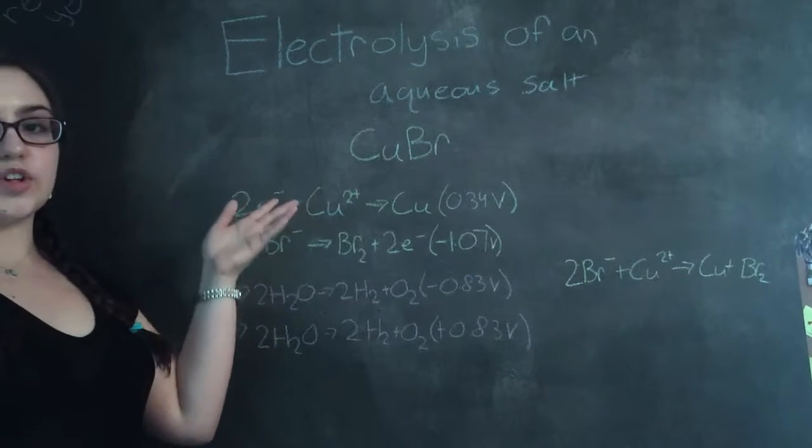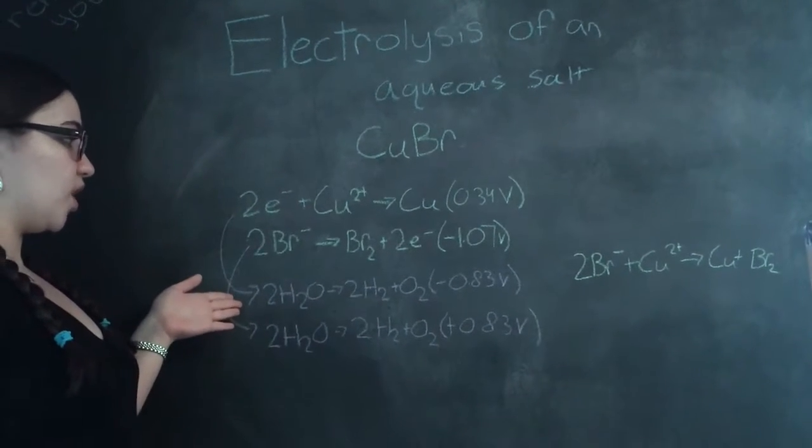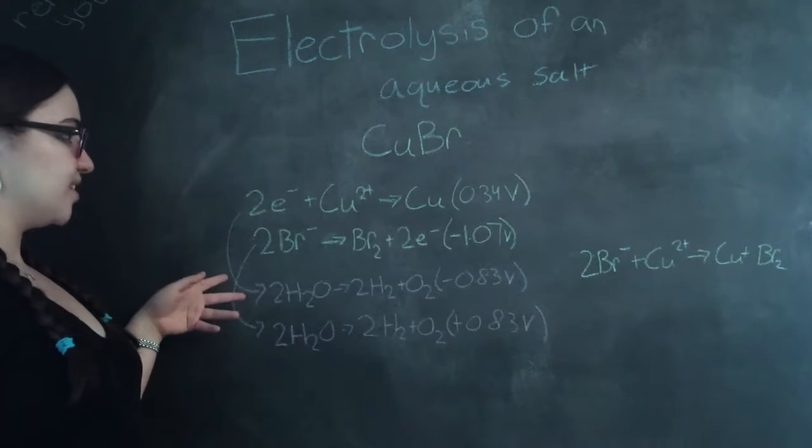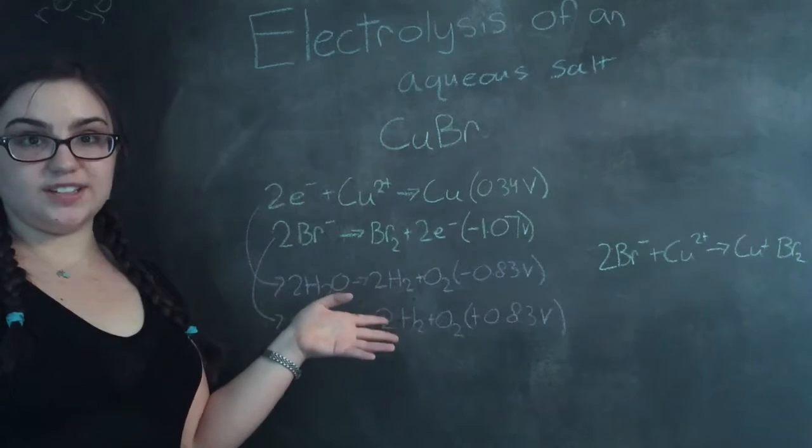When we're working with aqueous salts, we also have to think of water. If the cation is harder to reduce than the water, or the water is more easily oxidized than the anion, then we're going to use the water in the reaction instead.